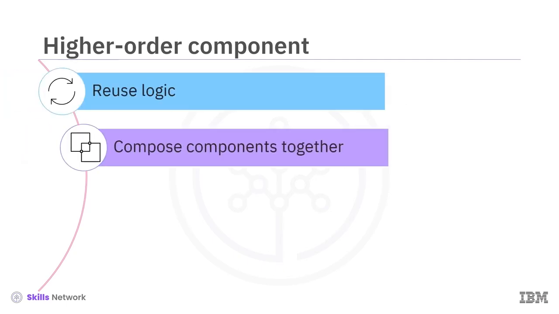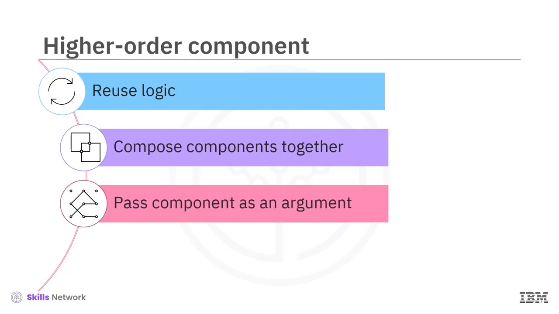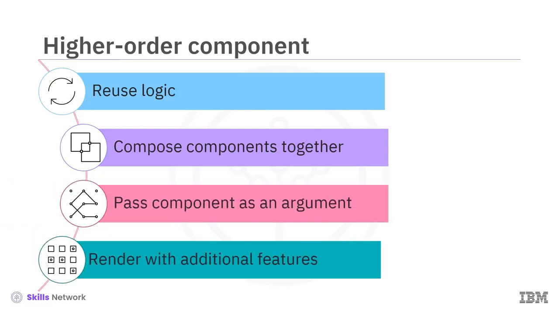You can compose components together by taking a component as an argument to another component. It renders the parameter component along with additional features.